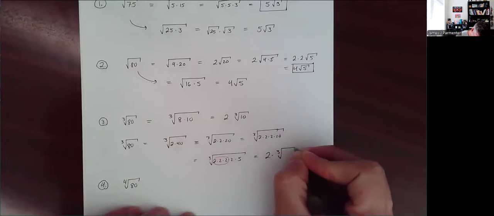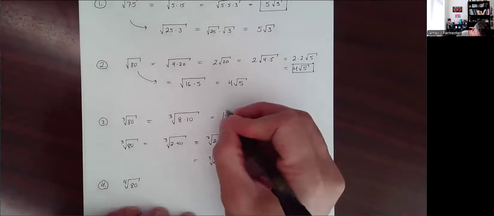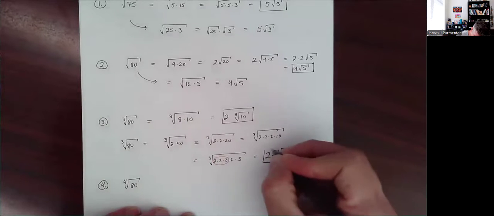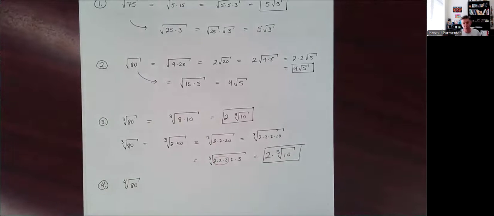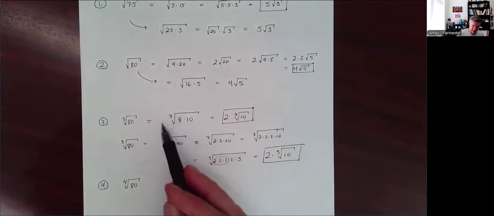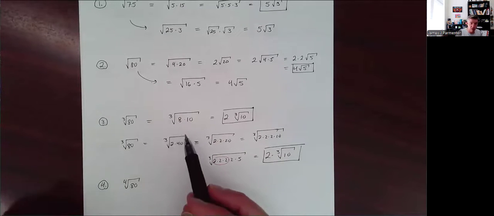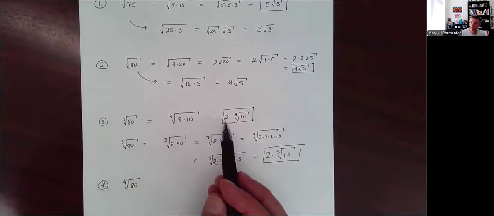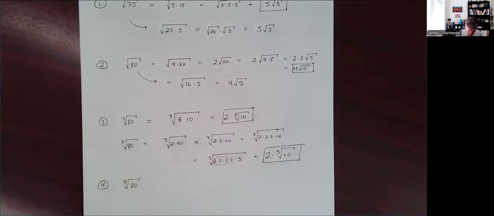So it's 2 times the cube root of, I'm left with 2 times 5, which is 10. So either way you want to see it's fine. Just depends on what's more comfortable for you. If you recognize that 8 is a factor of 80 and you know that 8 is a perfect cube, it might be easier to do this way. If you don't, it might be easier to do this way.